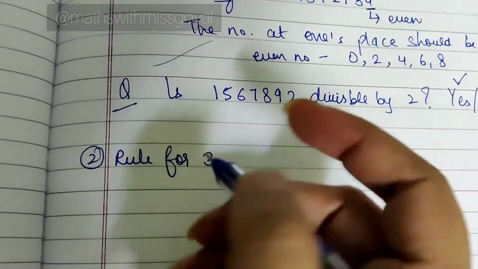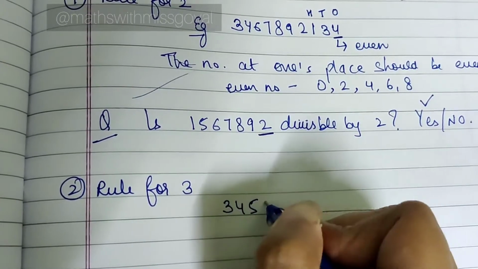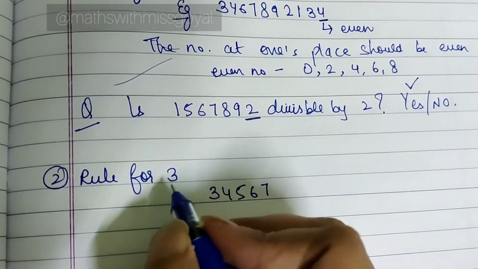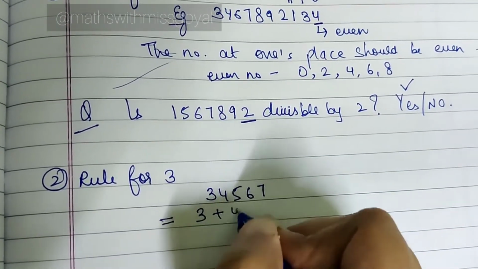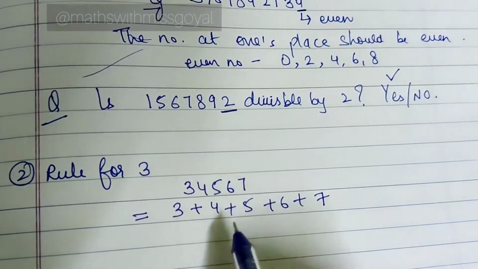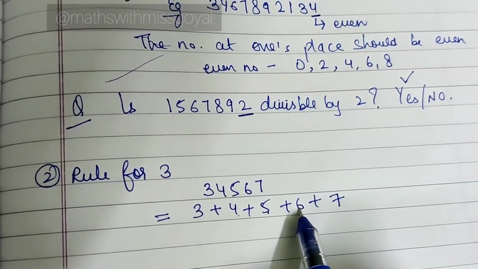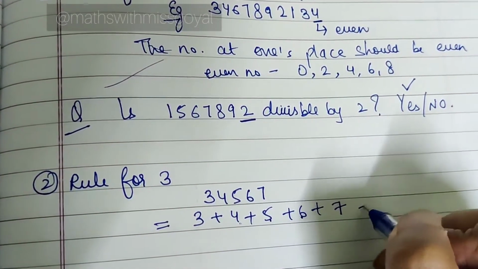Next is the rule for 3. I am taking a similar number, 3 4 5 6 7. Let us take this much. For 3, what you need to do is add all the digits. So it will be 3 plus 4 plus 5 plus 6 plus 7. 3 plus 4 is 7, 7 plus 5 is 12, 12 plus 6 is 18, and 18 plus 7 is 25. The sum is coming out to 25.